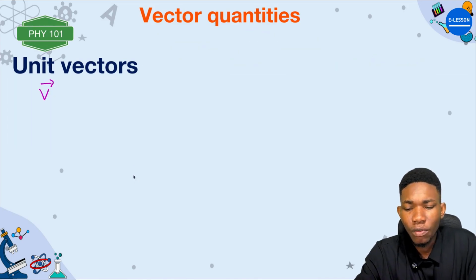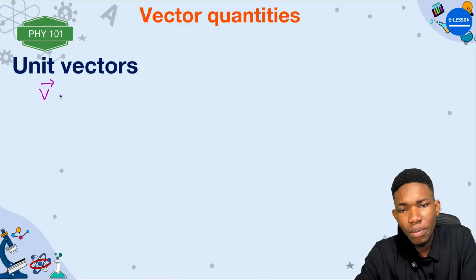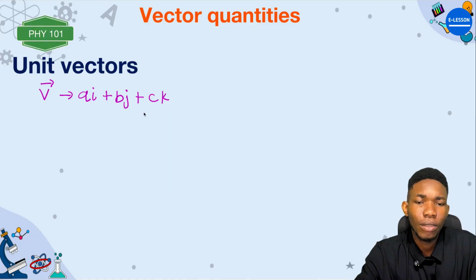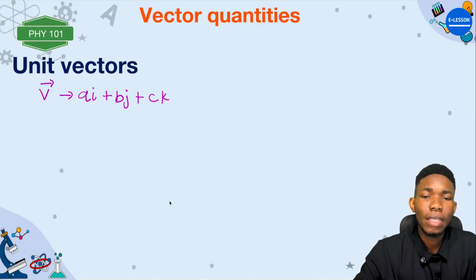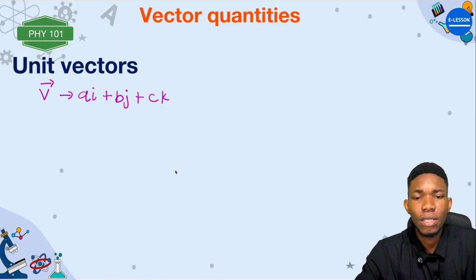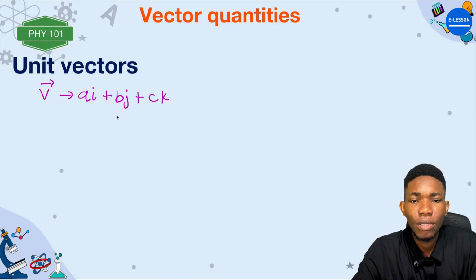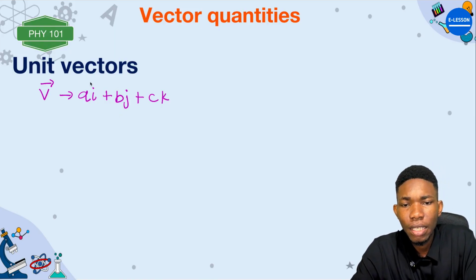Now, if that is vector V, and vector V is represented by AI, not artificial intelligence, plus BJ, not blowjob, plus CK, not HK. Are you getting it? Now, if you have these vectors, AI, BJ, plus CK, each of these has a hat on top of them.